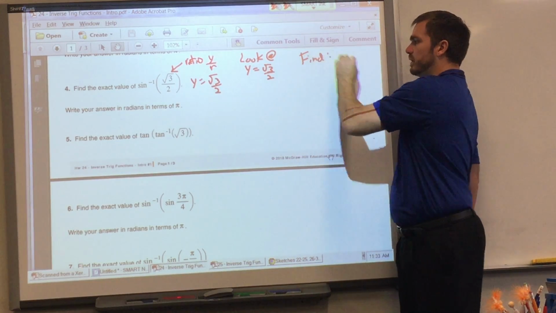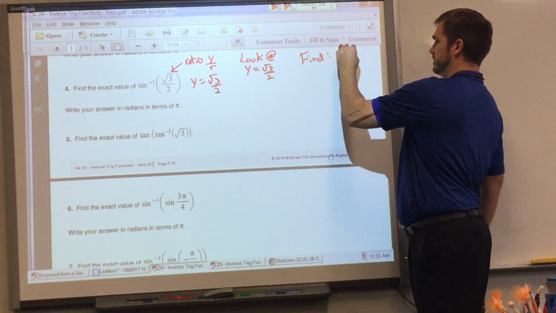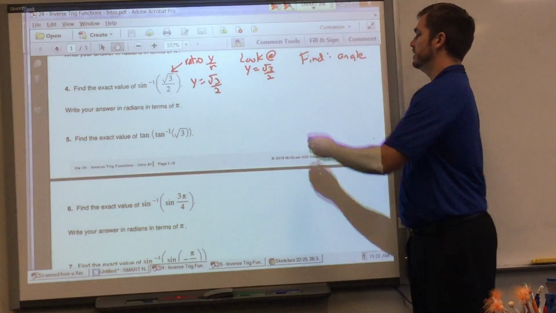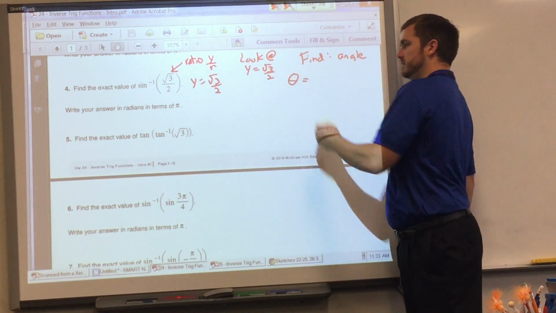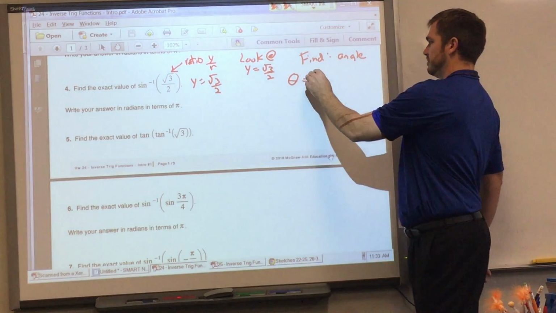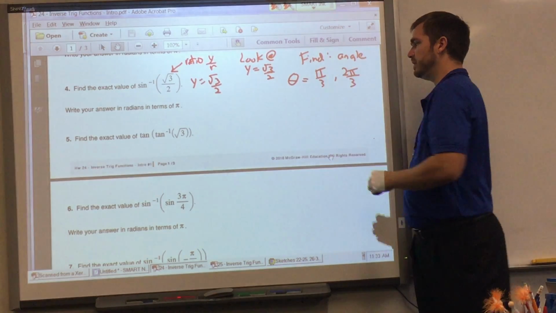And somebody tell me, what are we going to find? Find the angle. Because this says inverse sine of root 3 over 2. So theta equals, give me 2 answers here, folks.